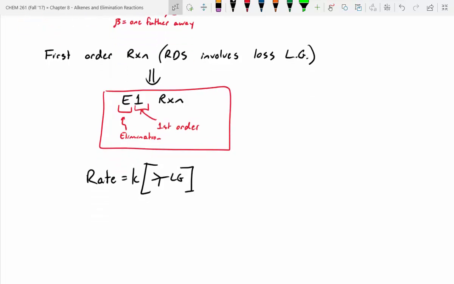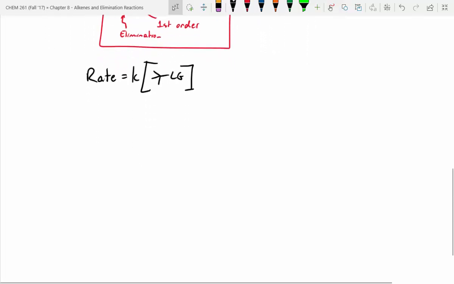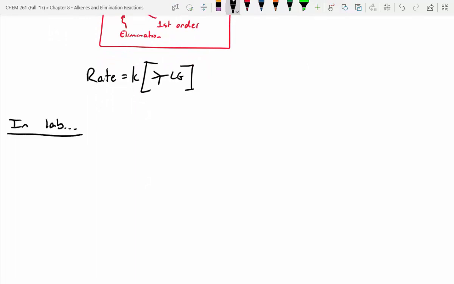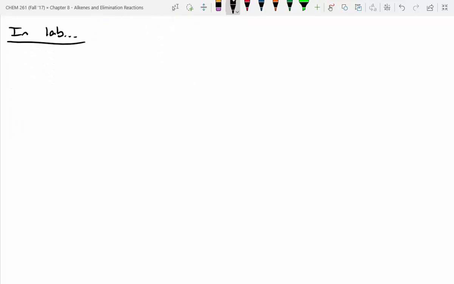Okay, so let's take a look at what's going on in lab this week and see if we can determine whether it's an E1 or an E2 reaction. So in lab, we're starting out with cyclohexanol. And what was the acid it said to use? Phosphoric acid. In this case, I'm just going to treat it as generic H+. So generic acid source. What do you think the first step is going to be?